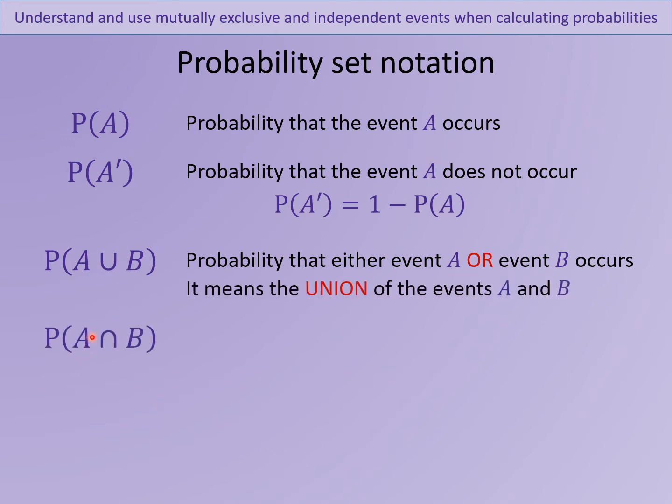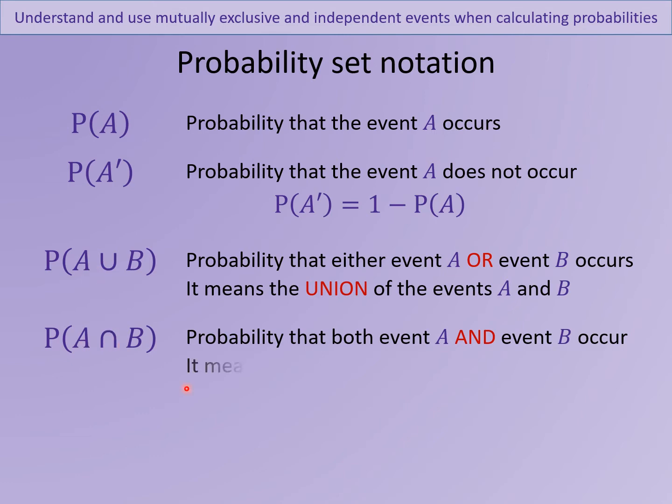This one here, with the opposite way around, is the probability of event A and event B occurring. So in that one, what is the probability that both A and B occur? And in that one, what is the probability that A or B occur? Right, so there's a difference just by flicking that upside down, and that one's called the intersect. And we'll talk a bit more about that when we look at the Venn diagrams.